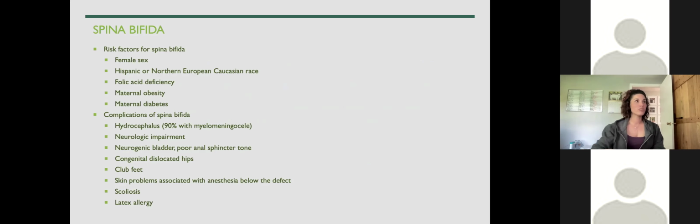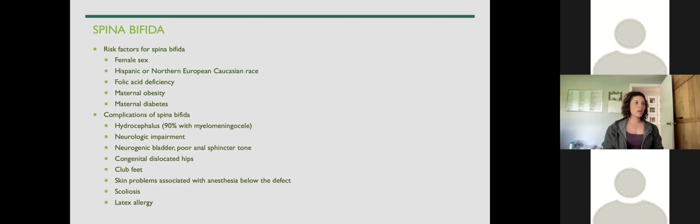So risk factors, females are more at risk. Hispanic or Northern European Caucasians are most at risk. Like we said, it's from a folic acid deficiency. Maternal obesity and diabetes also are risk factors. And then the complications, we see hydrocephalus where we get fluid in the brain. And that is extremely common if you have a myelomeningocele. They pretty much go hand in hand.